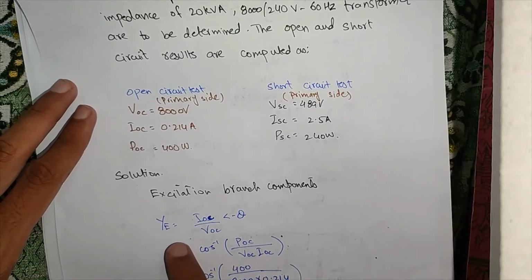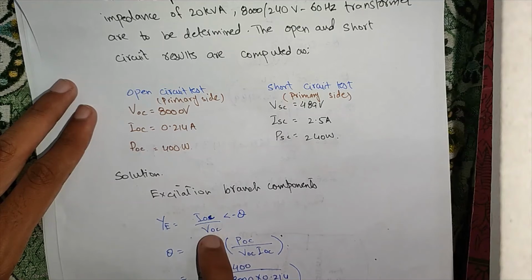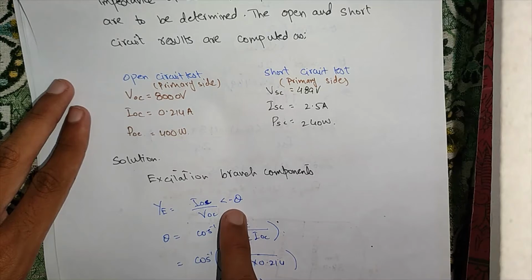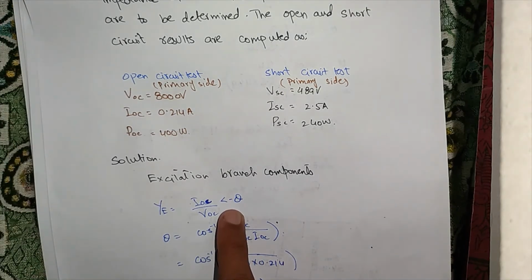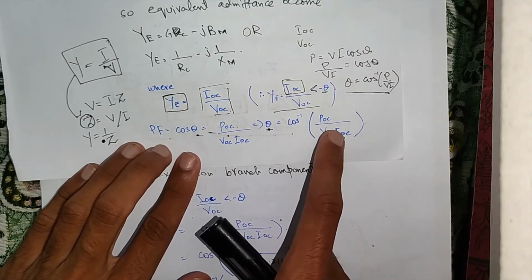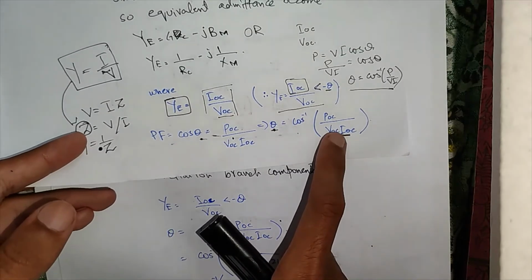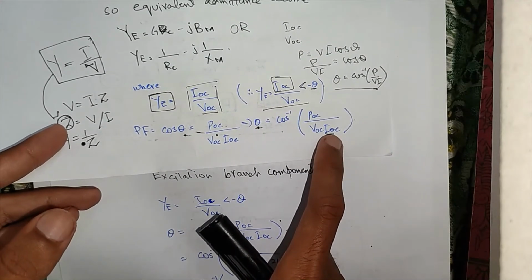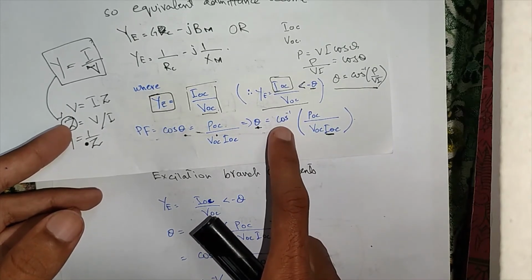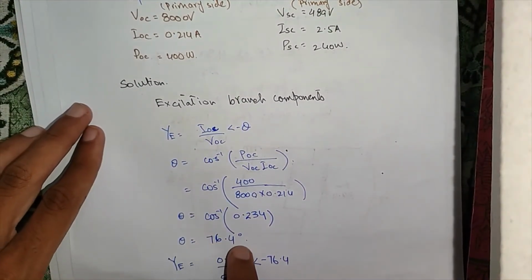As you know, in open circuit test we compute admittance, which is IOC over VOC with an angle of theta. Now theta can be computed by the formula given over here. Theta is equal to cos inverse of POC over VOC into IOC. All of these things are given in the question: POC, VOC and IOC. We just have to put the values in the calculator and find the cos inverse. We will get the value of phase angle as 76.4 degrees.